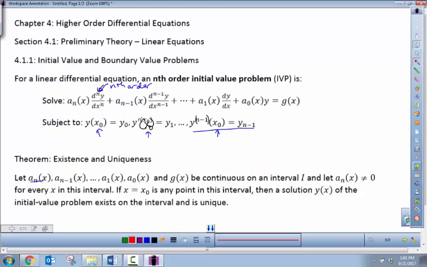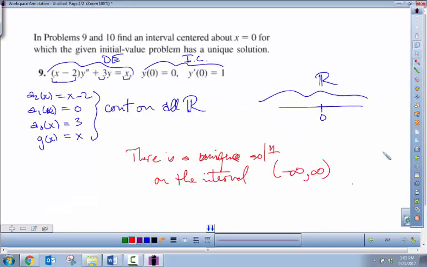Oh yeah, so the highest order one, that just defines the order. Because if a sub n was equal to 0, then it's not an nth order. Let it not be 0 for every x. Oh yeah, let's scratch that. Let's try that again.